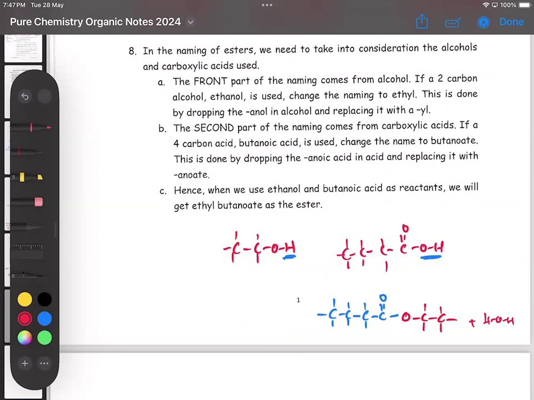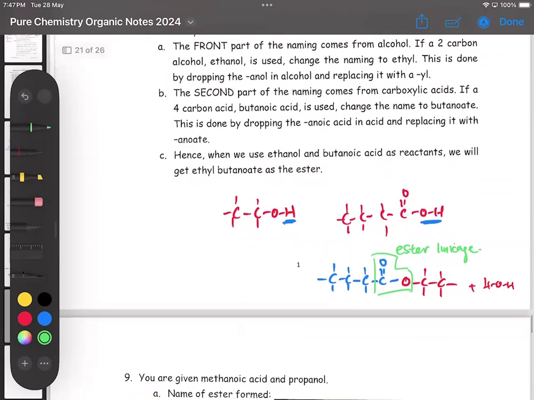Okay, and then we can see from here, this part here is our ester linkage. Okay, so if this structure is okay, let's talk about the naming.